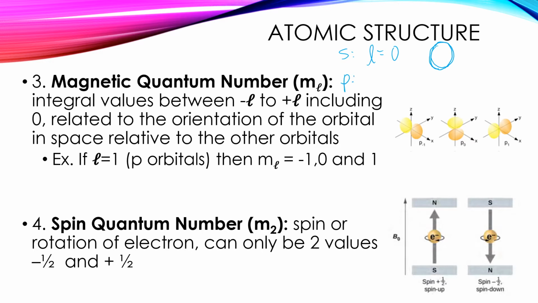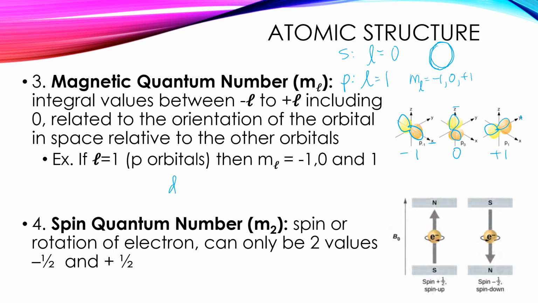But for P, if you remember, L is equal to 1. So then M sub L can be negative 1, 0, and positive 1. That corresponds to the 3 orientations possible for a P orbital. Because you see, a P orbital is shaped kind of like a dumbbell, and it can be oriented along the x-axis, the y-axis, or the z-axis. And so that gives us 3 orientations, so that gives us 3 separate P orbitals.